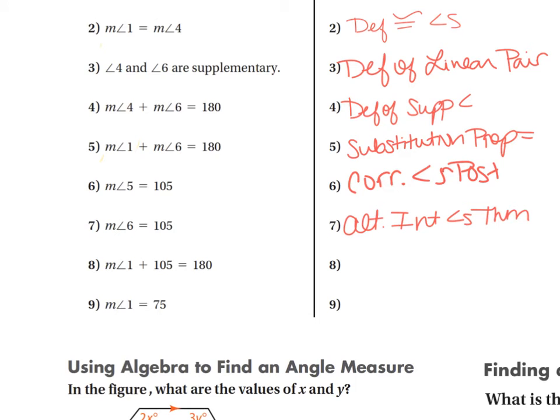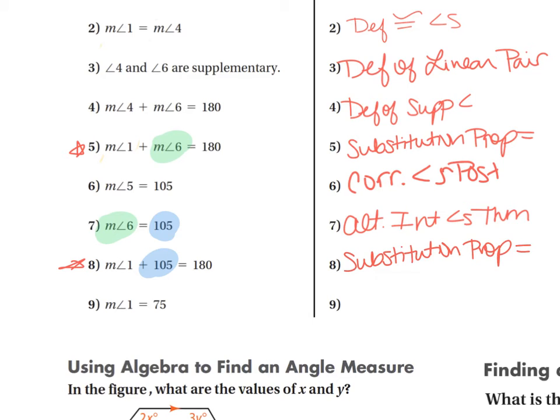Okay, we're almost done. So angle 1 plus 105 equals 180. So what did they do? Look at the difference between line 5 and line 8. They're very similar, with the exception that they had the measure of angle 6 there, and here they have 105. Well, right up above that, we said that the measure of angle 6 equals 105. So what property is that? They substituted. So that would be the substitution property of equality.